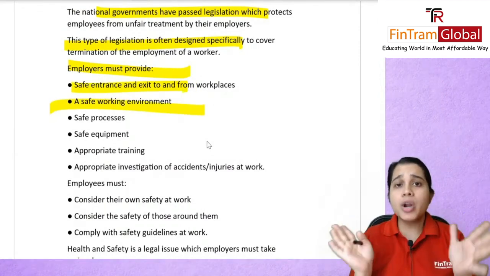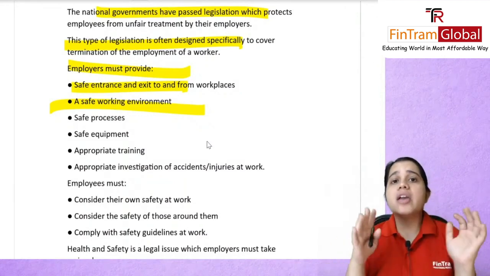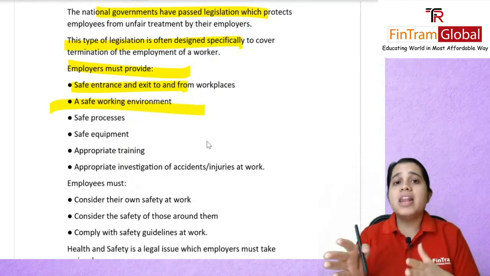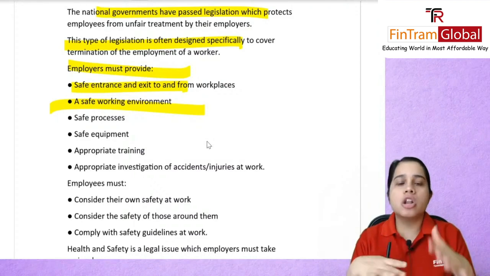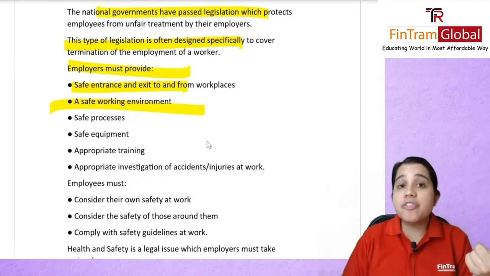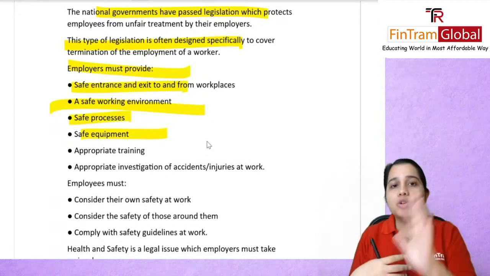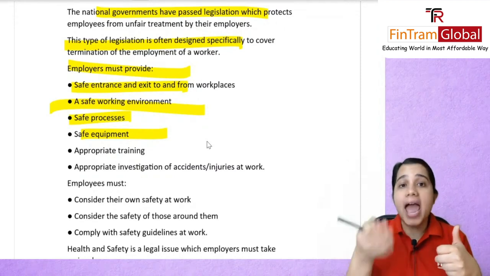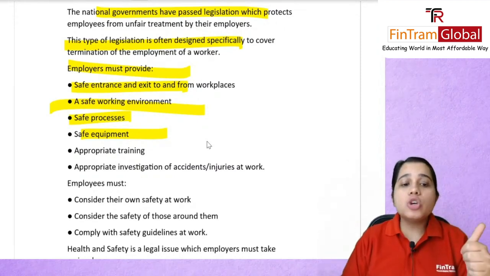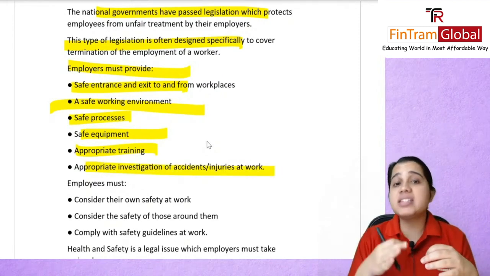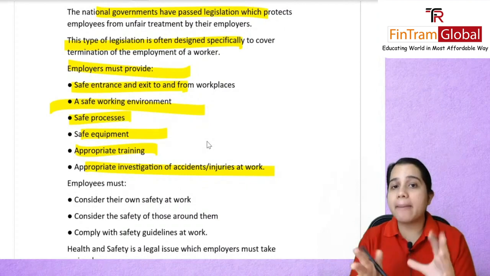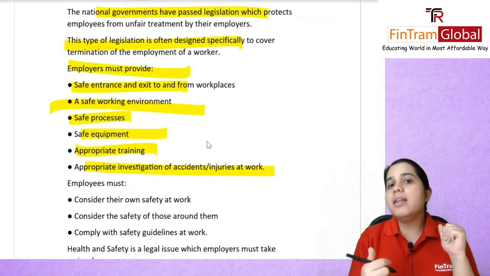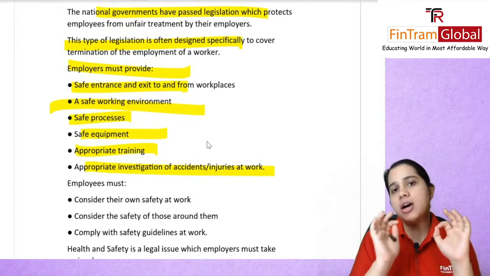If, let's say, you're working in a factory, there should be good entry and exit points and fire exits. People should be well aware of the layout, and working conditions should be safe so that accidents don't happen. Safe processes, safe equipment. If you know as a company that equipment is faulty, you should go ahead and replace it, because an employee could use it and it could lead to an accident. You need to give appropriate training and also investigate any injuries or accidents that happen at the workplace. These are some of the responsibilities that employers have towards their employees for maintaining good and safe working conditions.